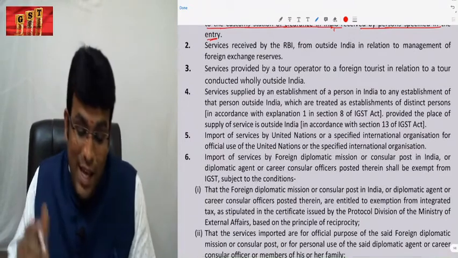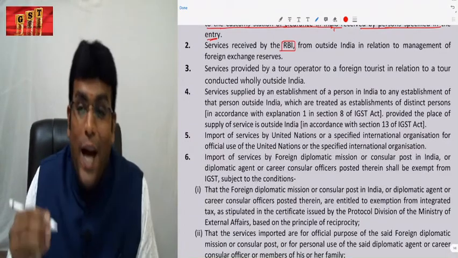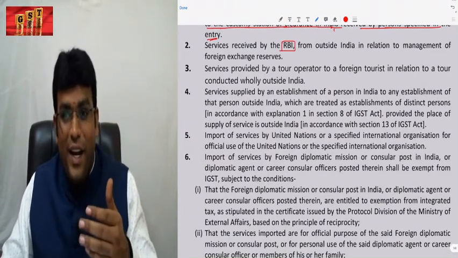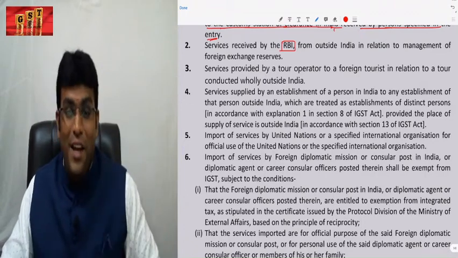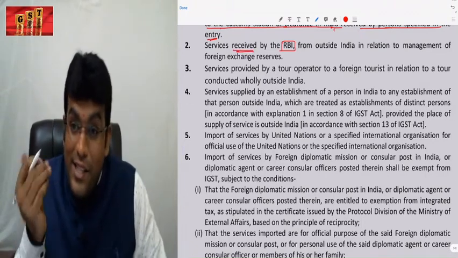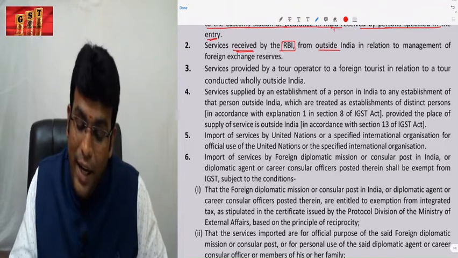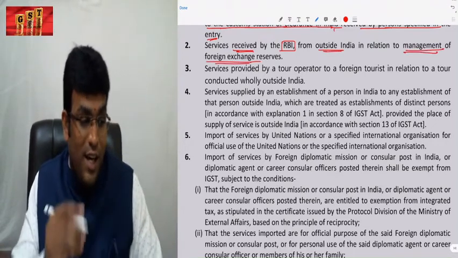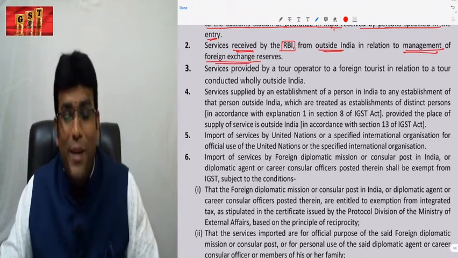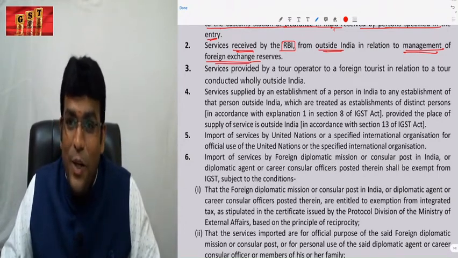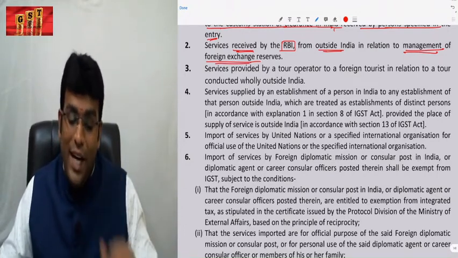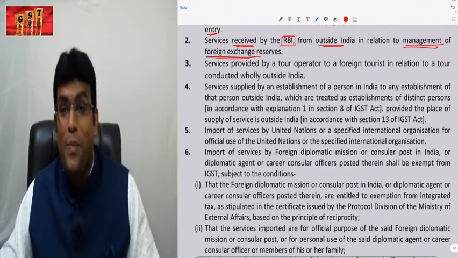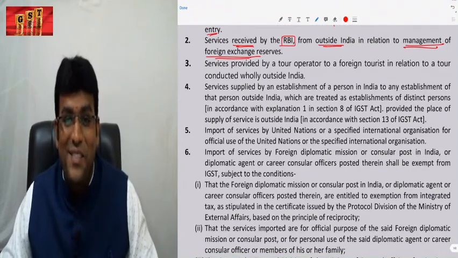Second point. Services received by RBI. Services provided by RBI is anyways exempt. We are talking about service received by RBI from outside India in relation to management of foreign exchange reserves. That is also exempt, my dear friends. Service received by RBI from outside India in relation to management of foreign exchange reserves.